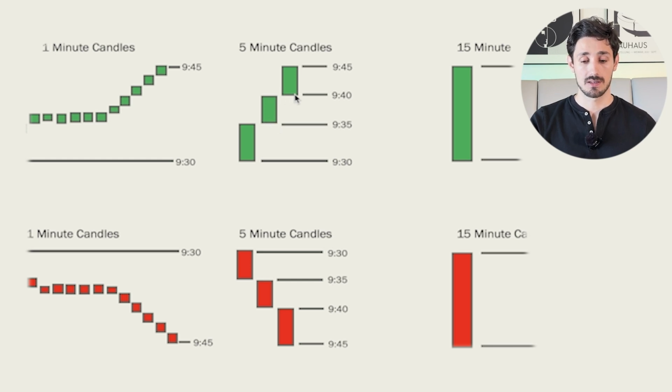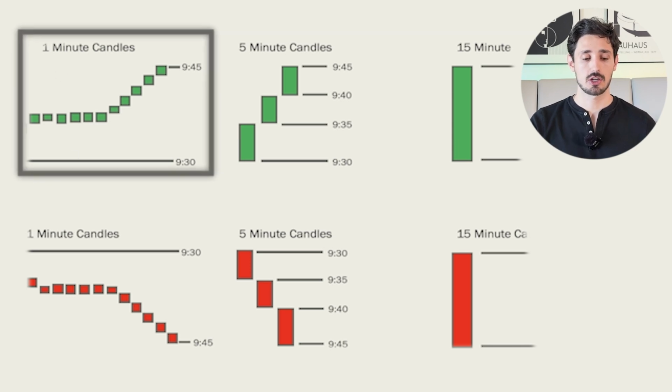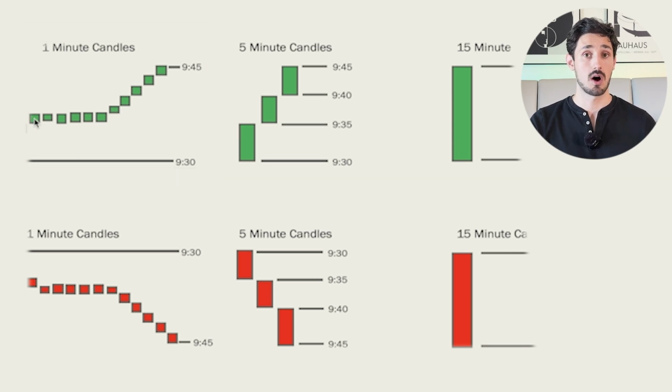The third one opened at 9:40 and closed at 9:45. These 3 5-minute candlesticks represent 1 15-minute candlestick. The same thing applies for the 1 minute chart. Every single one of these candlesticks represents 1 minute worth of time. So we're going to see 15 1-minute candlesticks for 3 5-minute candlesticks and 1 15-minute candlestick. And of course, the same exact thing applies if it's a bearish red bar, it's just the opposite.